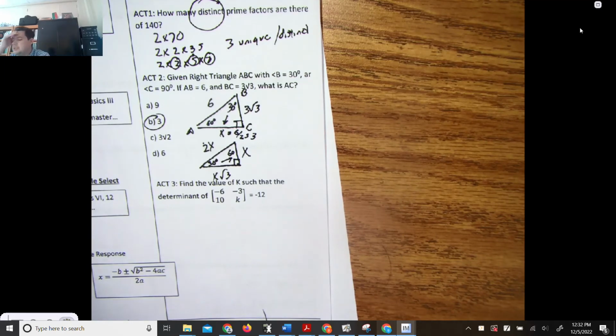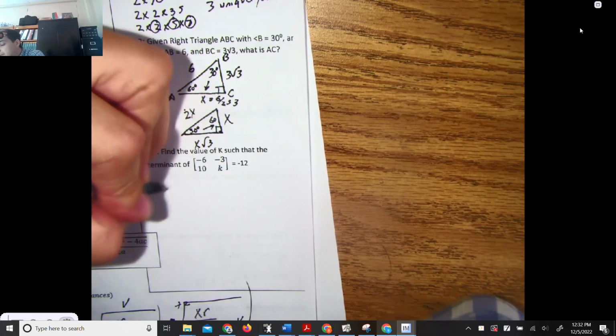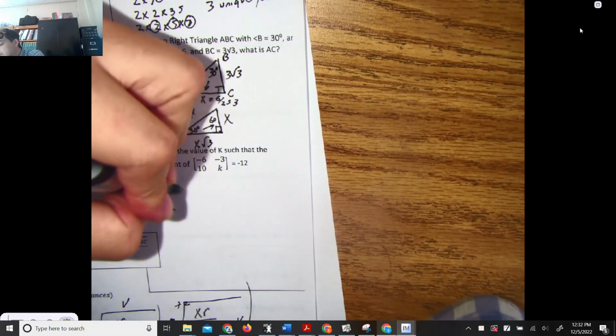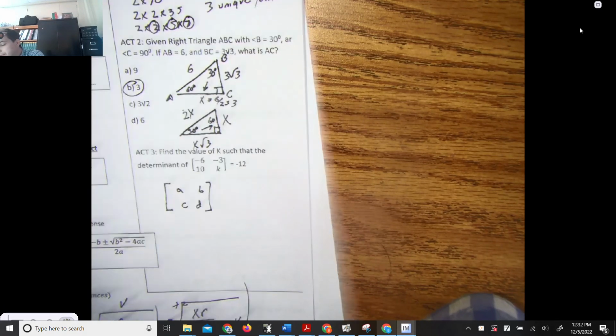ACT 3, which some of y'all call Act 3. I don't know how many times I've done this. I for some reason did not talk about when I mentioned this question the first time, but it feels like it's been an eternity. It feels like the movie Groundhog Day.